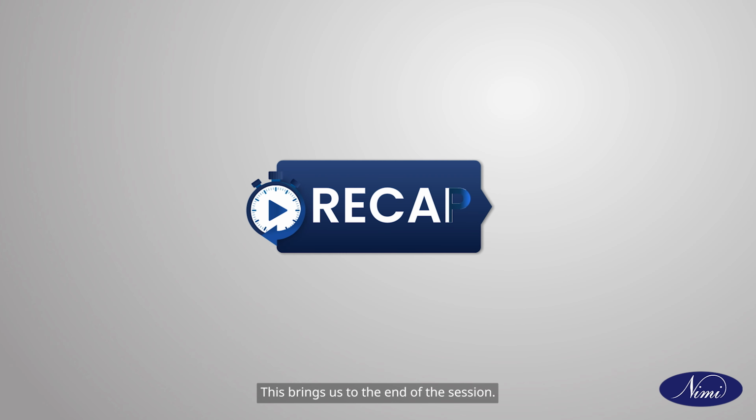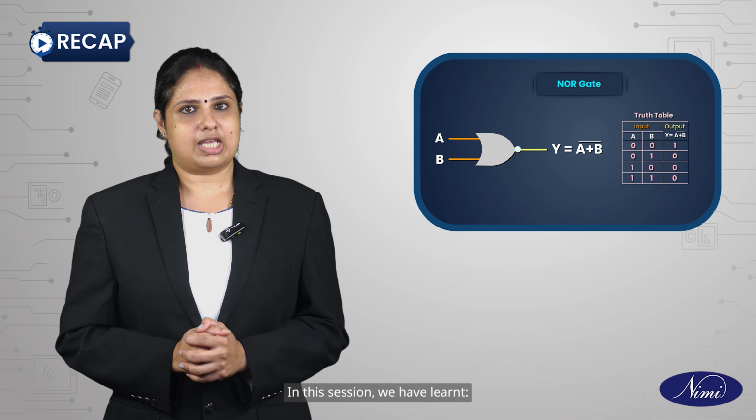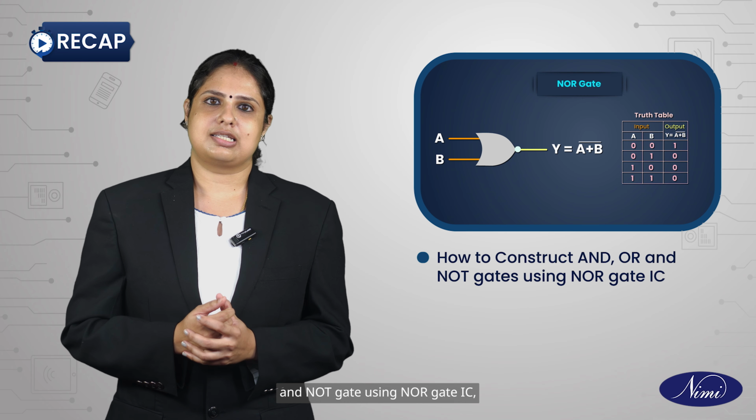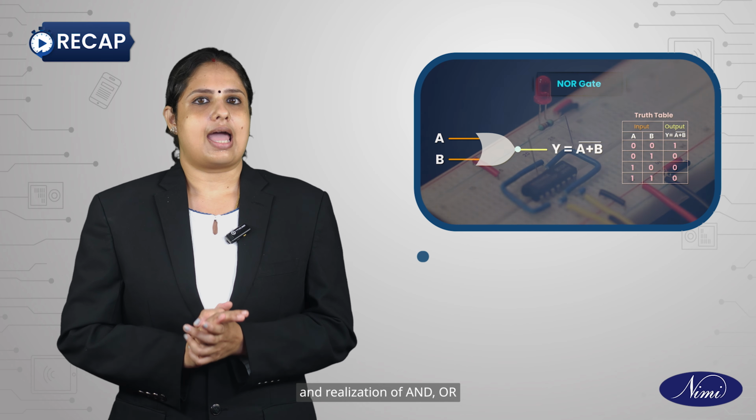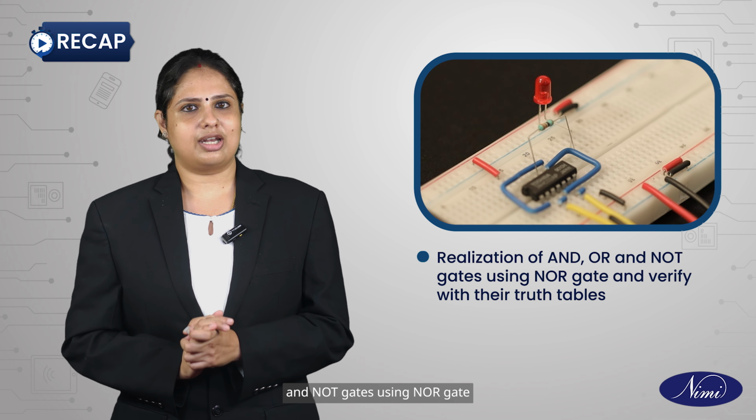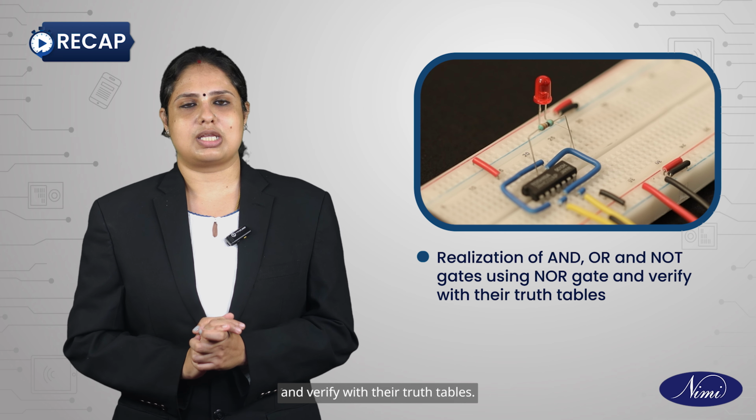This brings us to the end of this session. In this session, we have learnt how to construct AND, OR and NOT gates using NOR gate IC and realization of AND, OR and NOT gates using NOR gate and verify with their truth tables.